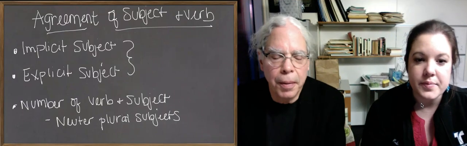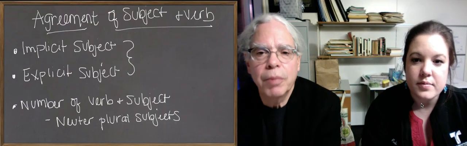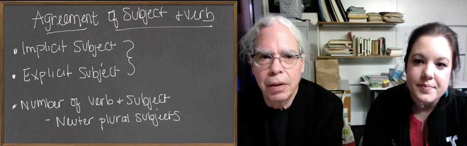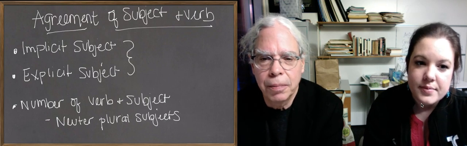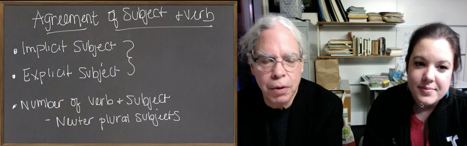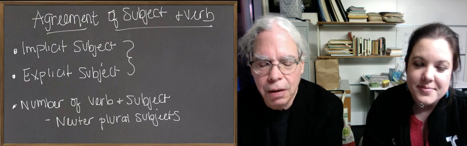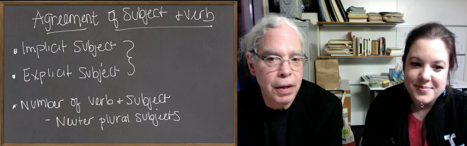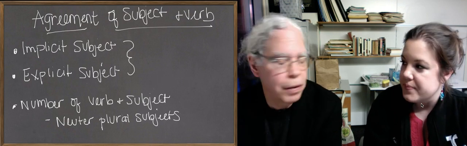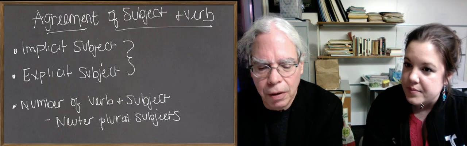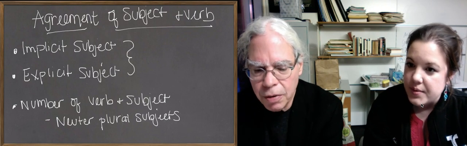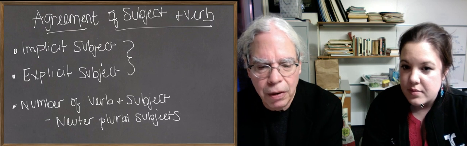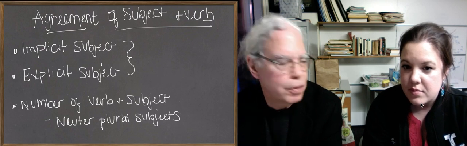Okay, we have three things that we want to talk to you about today. We want to talk to you about the agreement of subjects and verbs in Greek first, and then we're going to talk about the infinitives, how you form them, and what they mean in Greek. We're going to talk about present and aorist infinitives. We'll talk about why they're called those in a moment too. And then lastly, we're going to talk about how to make questions in Greek.